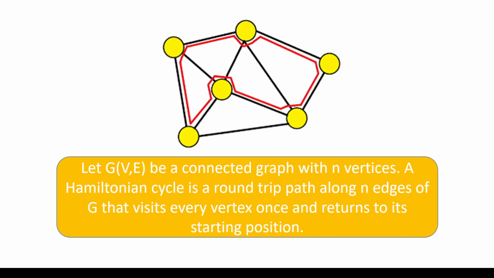In Hamiltonian cycle problem, the objective is to check if there are any Hamiltonian cycles in a graph. There can be more than one Hamiltonian cycle. So if there are more than one Hamiltonian cycle, we need to find all the Hamiltonian cycles in the graph.